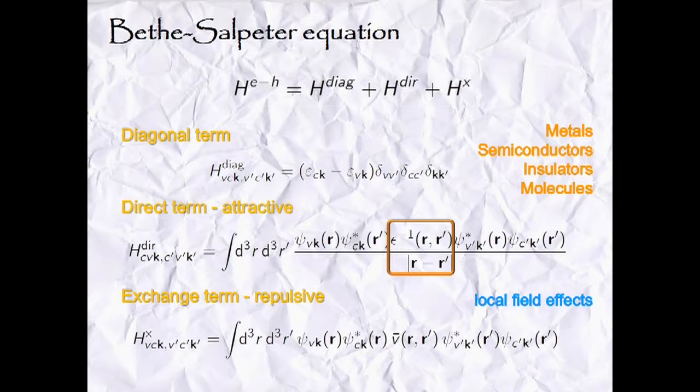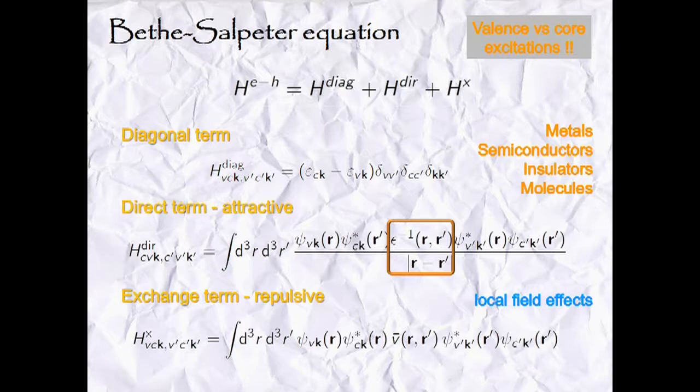Insulators, again, very localized states. Screening is very bad, so we have very strong excitonic effects. Molecules are basically the worst case because there is no screening, in particular in small molecules, and in addition, the electron and the hole basically are sitting at the same space. So they're both sitting on the molecule, so they feel this attractive force between the electron and the hole very, very brutally.